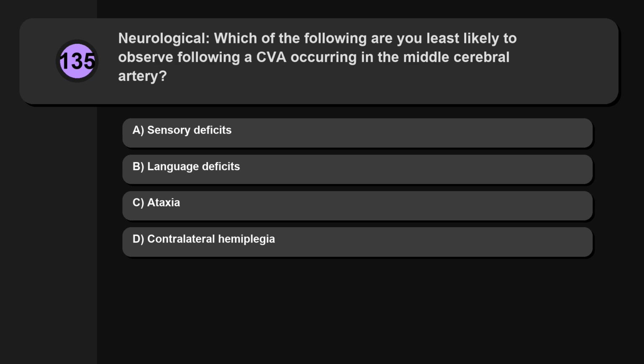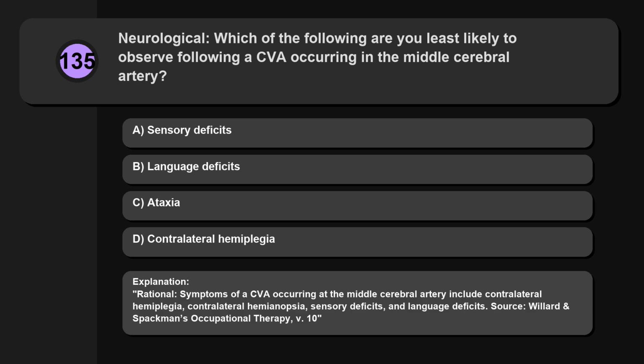Question 135. Neurological. Which of the following are you least likely to observe following a CVA occurring in the middle cerebral artery? Option A, sensory deficits. Option B, language deficits. Option C, ataxia. Option D, contralateral hemiplegia. The correct answer is option NaN. Rationale: symptoms of a CVA occurring at the middle cerebral artery include contralateral hemiplegia, contralateral hemianopsia, sensory deficits, and language deficits. Source: Willard and Spackman's Occupational Therapy, 10th edition.